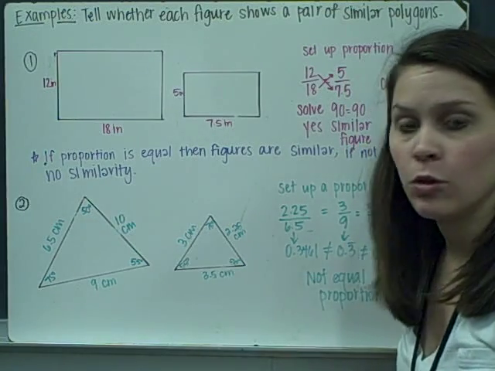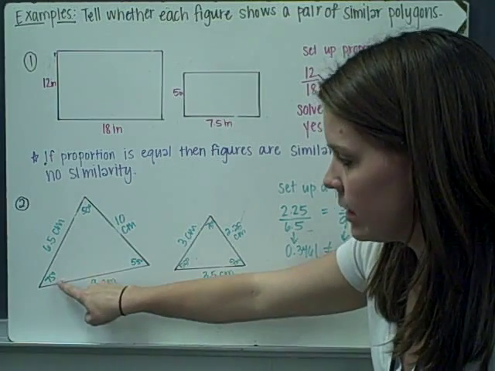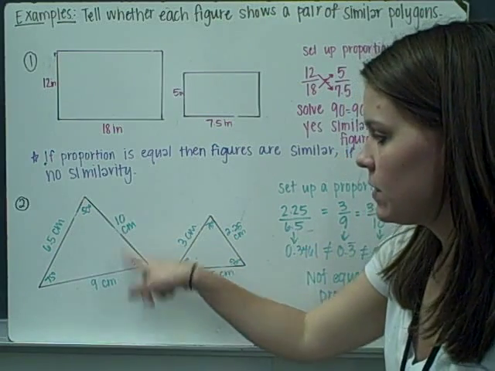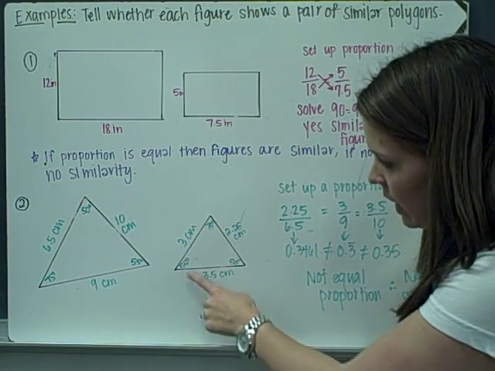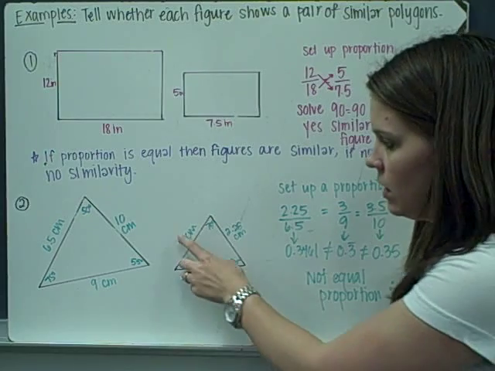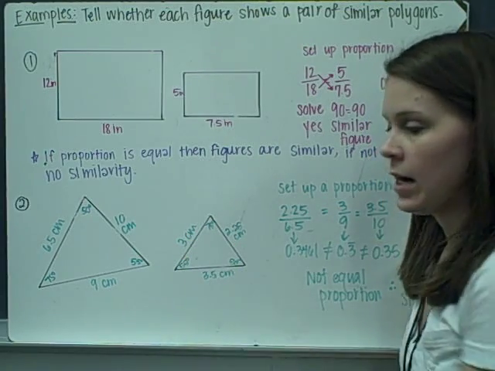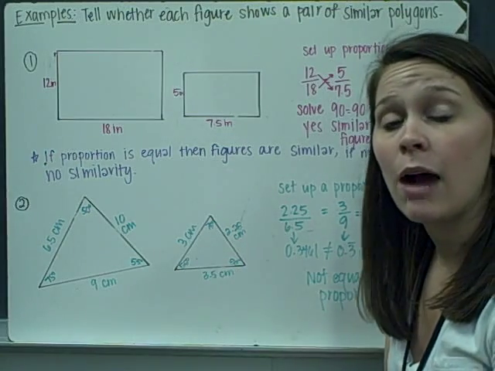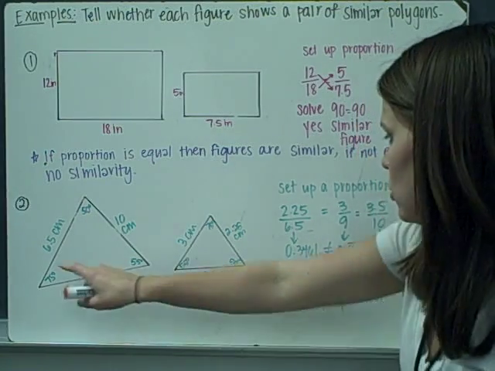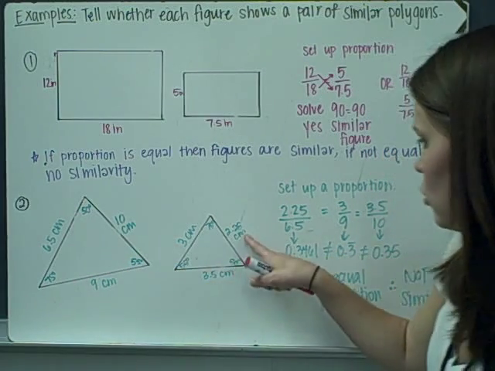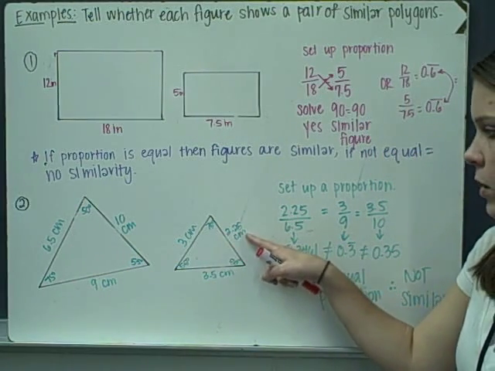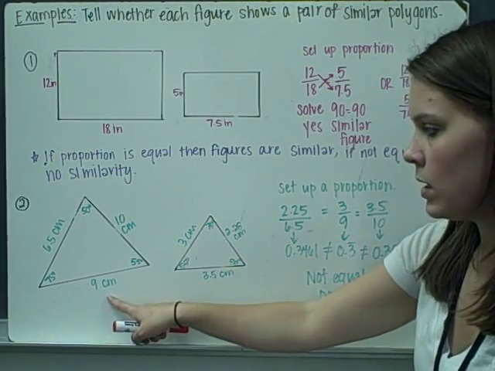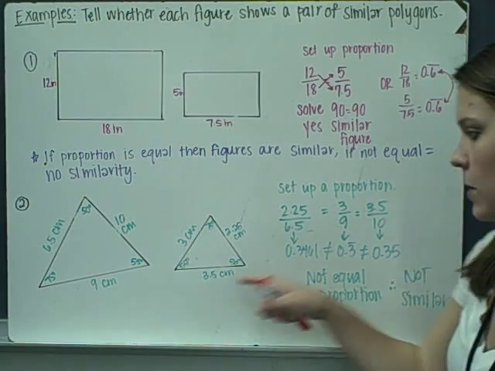So let's look at number 2. We have a triangle with angles of 75, 50, and 55, and sides 6.5, 10, and 9. Here we have 55, 75, and 50, and sides 3, 2.25, and 3.5. So our angles correspond with each other, so now we need to make sure that our sides correspond. So we have 2.25, so this small one corresponds with this one, 6.5. 3 corresponds with 9, and 3.5 corresponds with 10.